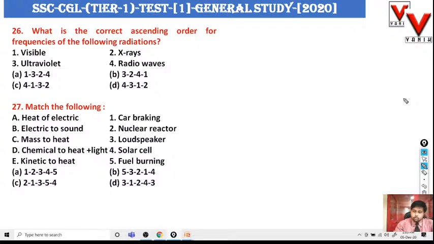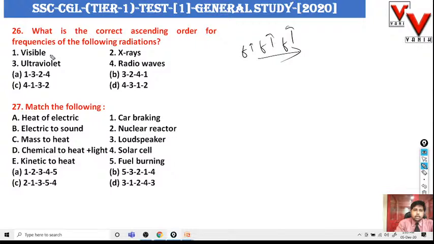Okay, good afternoon, students. I'll be dealing with the science part. We'll start with question number 26. What is the correct ascending order for frequencies of the following radiations? Ascending order means you have to arrange frequencies from lower to higher. It should increase.